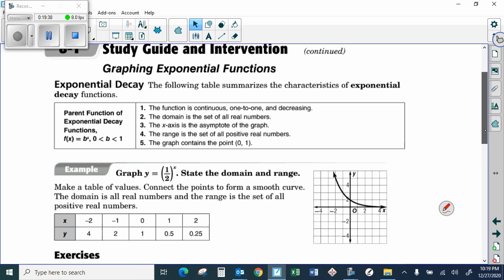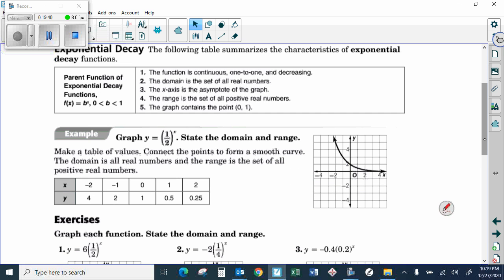Graphing exponential functions, exponential decay. So as I showed you before, exponential decay is taking the exponential growth and reflecting it over the y-axis. So you see it coming down. It's got the same domain, all real, range y is greater than 0. This is the parent function until you have any translations or shifts with it. Plots at 0, 1.